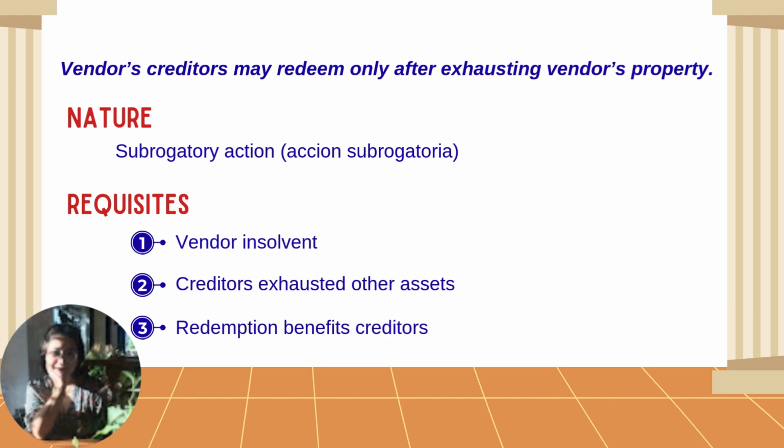So the core requirement is that the creditors must first exhaust the other assets or properties of the vendor, and they can only pursue the redemption right if the vendor is insolvent or their other assets are insufficient to cover the debt. Any successful redemption ultimately benefits the creditors, as the recovered property becomes part of the vendor's assets, which can then be used to satisfy the outstanding debts.